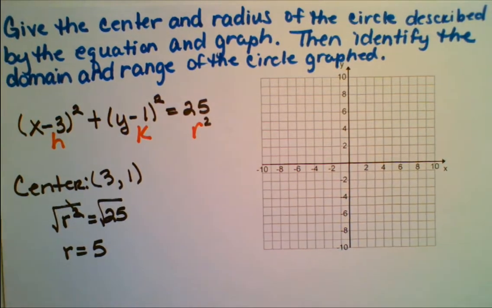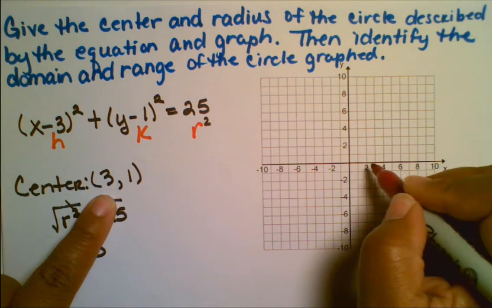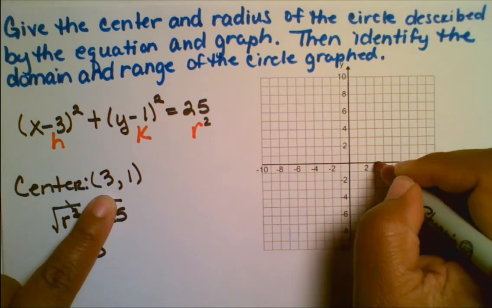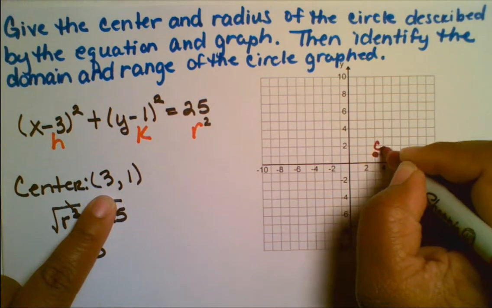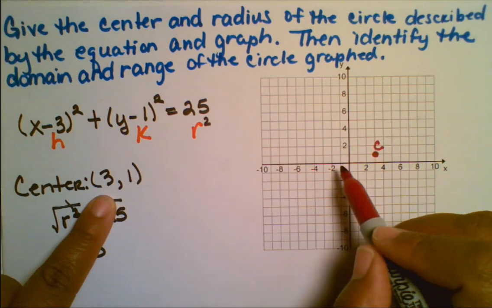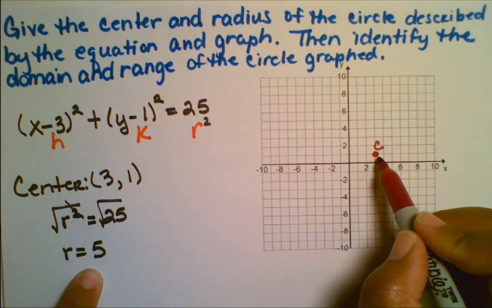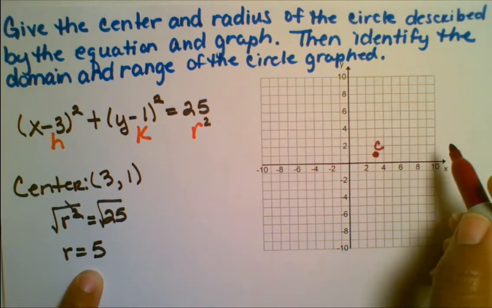Okay, so let's go ahead and plot these points. And I'm going to show you how to find the other points so we can create this circle by using its radius. So our center here is 3, 1, which is in quadrant 1. I'm going to put C for center. Now, to find, let's say, 4 points, up, down, left, right, we're going to use the radius. So we're going to count over 5 units, left, right, up, down, to find the other points.